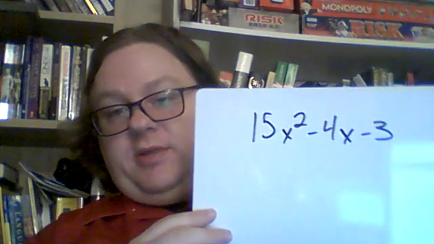When it says complex, it means that the first x, the x squared, has a number in front of it that isn't 1. That's bigger than 1. So their example is 15x squared minus 4x minus 3. Okay, so this is the one they want us to factor.